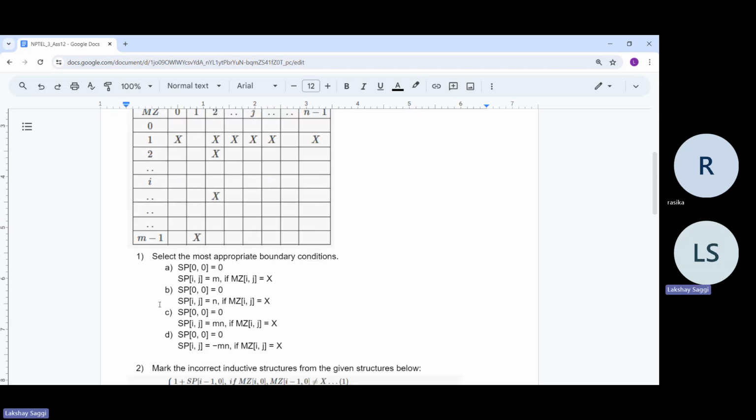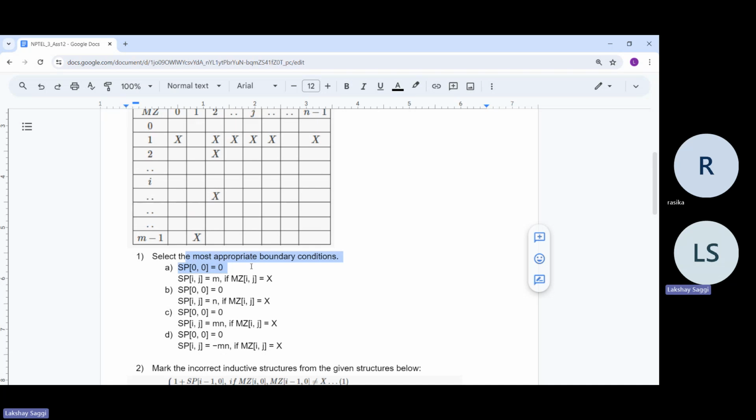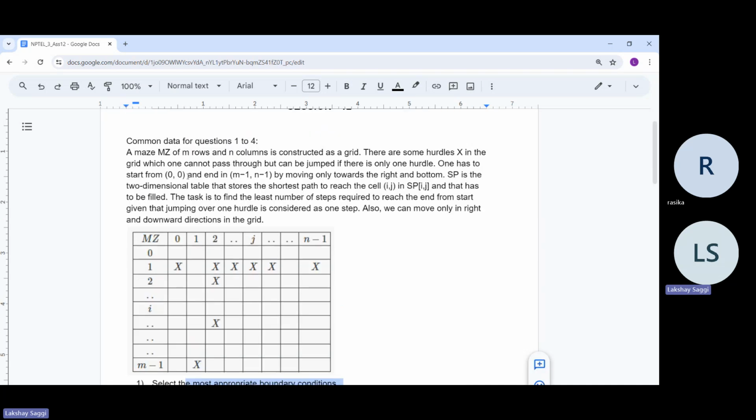So the first question just states, what will be the appropriate boundary conditions for this SP variable? SP just stores the shortest path to reach the cell i, j. So SP i, j just stores the shortest path to reach the cell i, j, where shortest path means the path consisting of the least number of jumps over the hurdles.